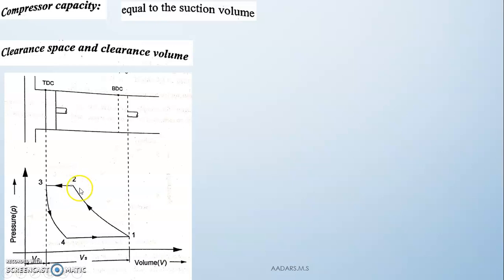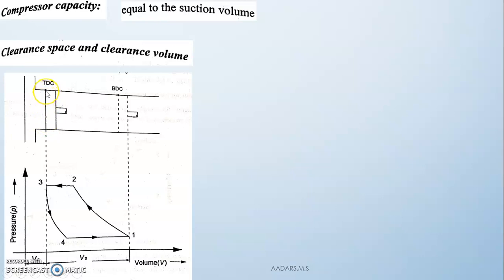When it reaches the point P2, it has enough pressure to open the delivery valve. Due to this pressure, the delivery valve opens and the air is pushed out through the delivery valve. That is the 2 to 3 process. Still there is some air inside, a compressed air. This is the top dead center, and there is some air in the compressed position.